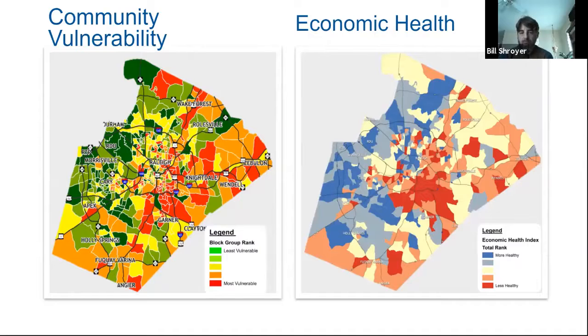So here you get an idea of what this final mapping looks like in the index. On the one side, the community vulnerability, as I described before, is more of a community-based approach, where a lot of the indicators, like vacancy, for example, are at the community level. That's compared to the economic health, where the indicators that we used from the census are more of a household level approach.